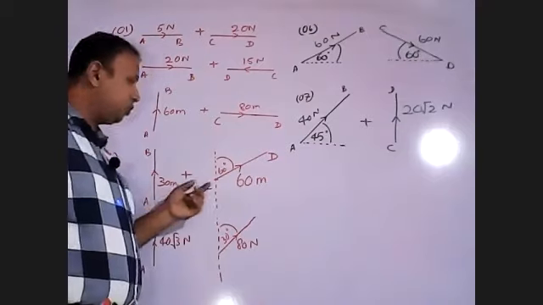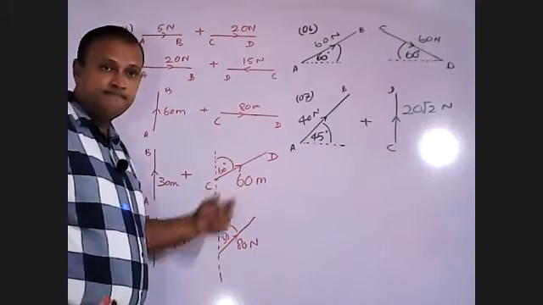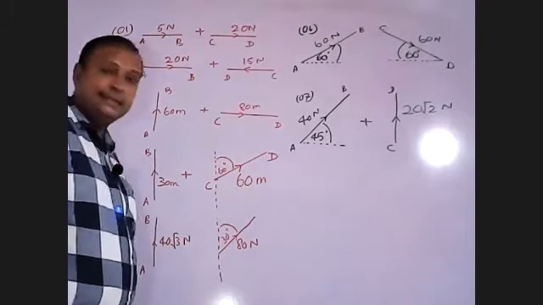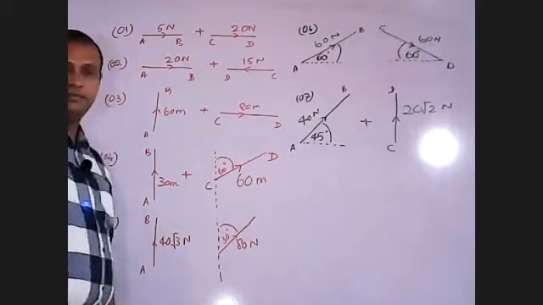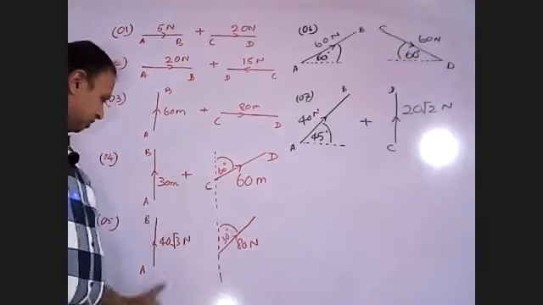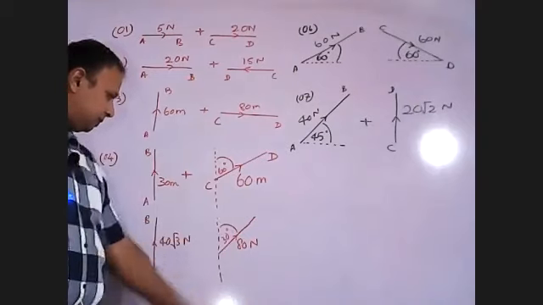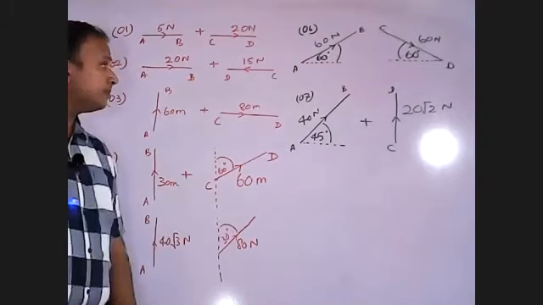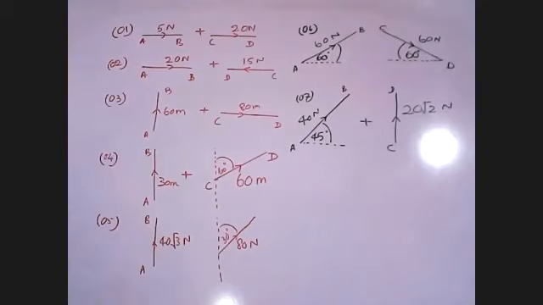Here, this should be 60 meter. CD should be 60 meter. 5, 20, 20, 15, 60, 80, 30, 60, 40 root 3, 80, 60 Newton, 60 Newton, 40 Newton, 20 Newton root 3.